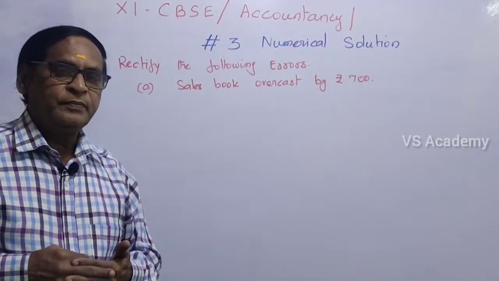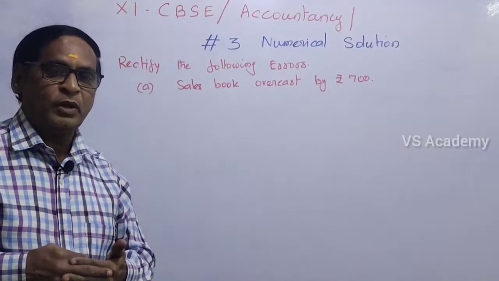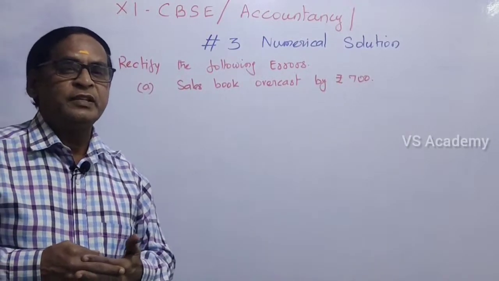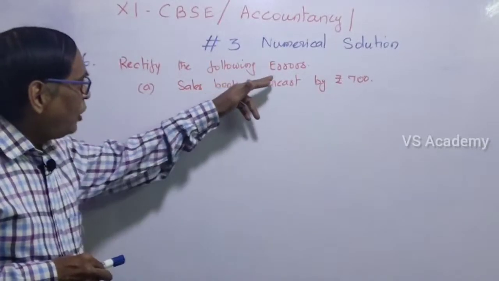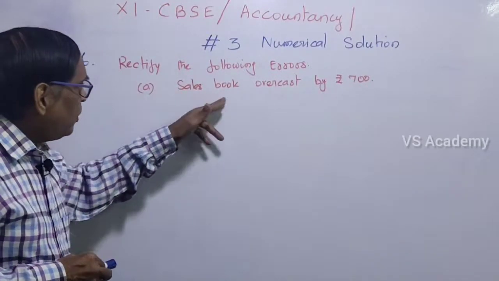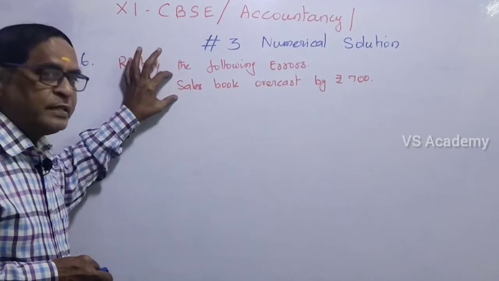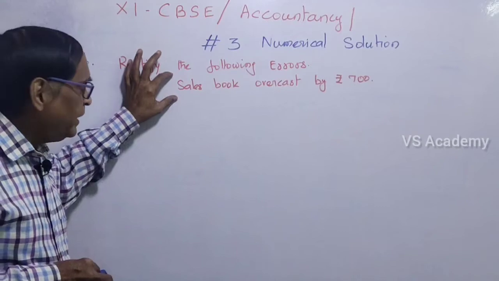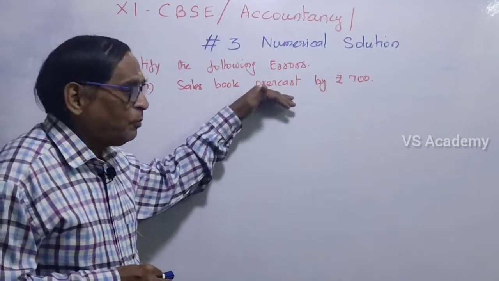My dear students, today let us look into numerical solutions for CBSE Plus 1 accountancy in rectification of errors. Question number 6. Rectify the following errors. Sales book overcast by rupees 700. That means actually the sales account will be normally in credit, but it was overcasted. So we have to deduct that amount.